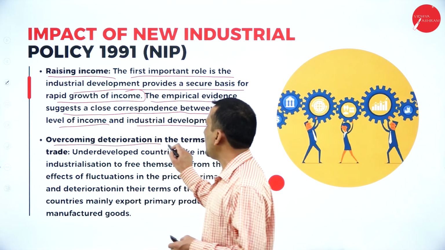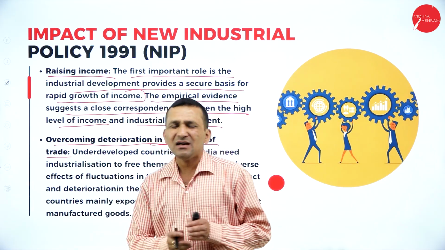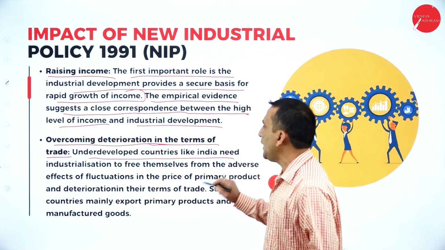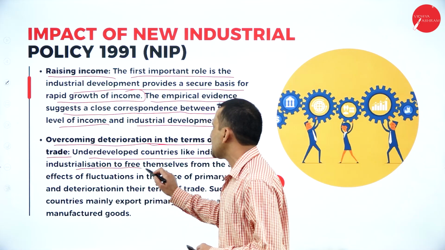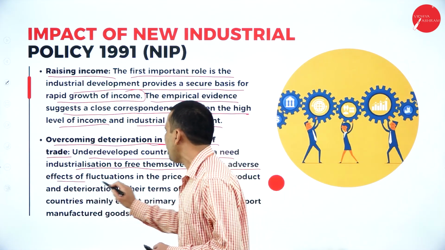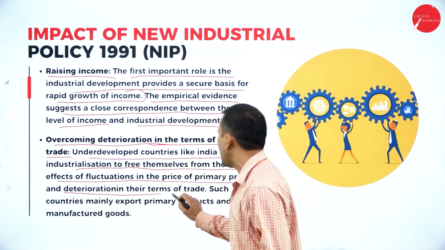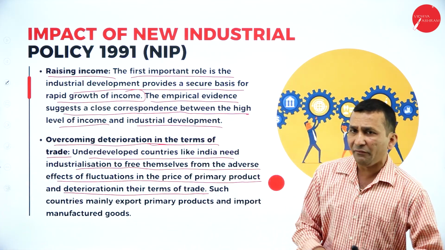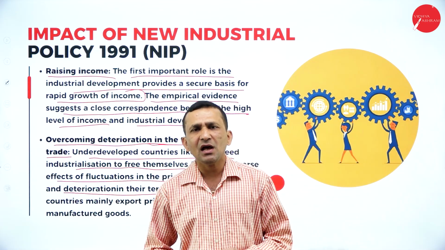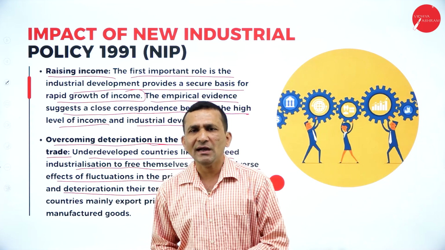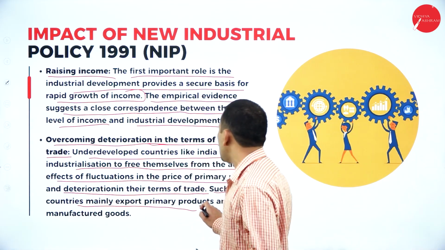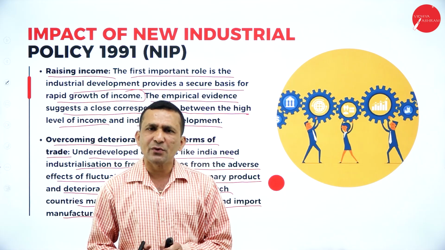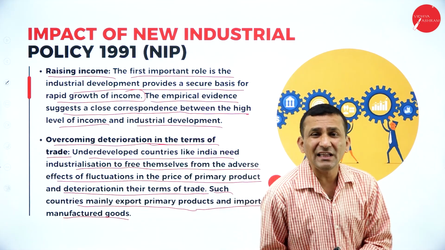And the fourth one is overcoming deterioration in the terms of trade, because there can be a disturbance. If we don't have an industry, we get goods from other countries. So an underdeveloped country like India needs industrialization to free itself from the adverse effects of fluctuation in the price of primary products and deterioration in its terms of trade. When we find a shortage, we import from another country where it is available, so whenever industries are located in our country, we avoid imports from other countries. Such countries mainly export primary products and import manufactured products, but the manufactured products required are available within our country, so we just avoid importing.